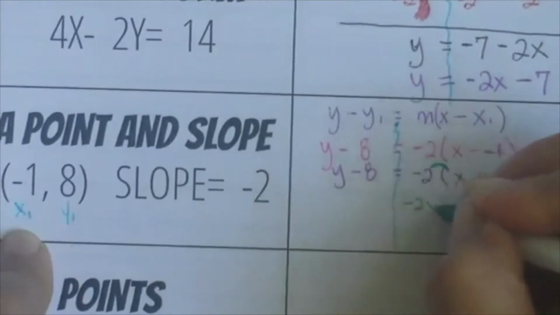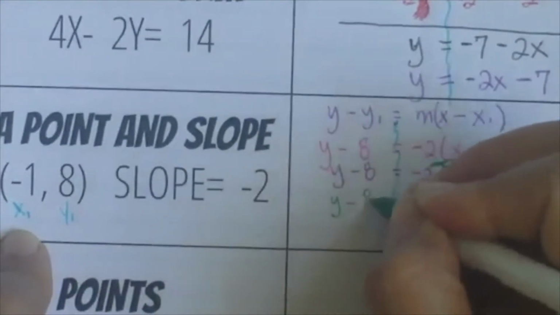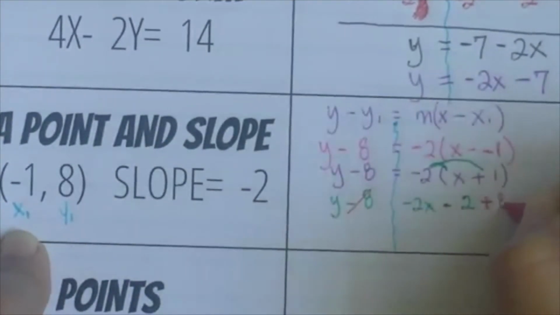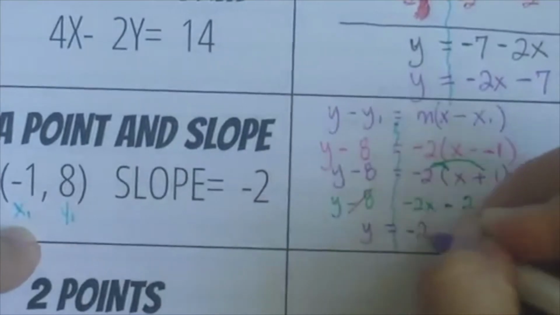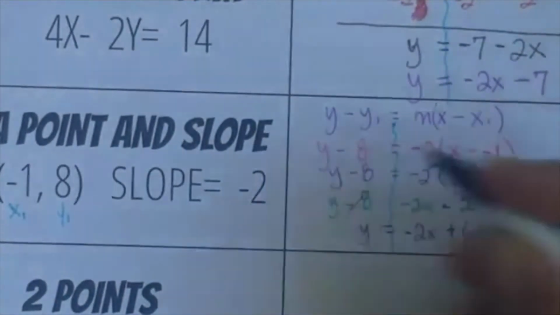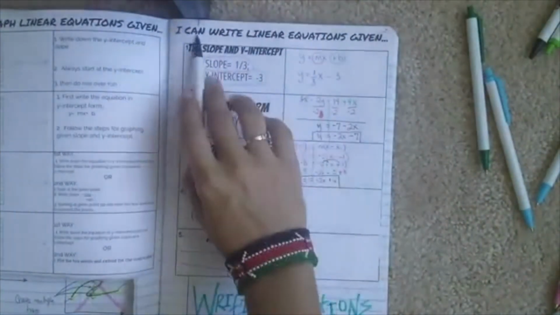Distribute, you're going to get -2x minus 2, and then on the other side, y minus 8. Okay, now what? Take the 8 to the other side, so the -8 becomes positive 8. So you're going to get y equals -2x, -2 plus 8. The result is y equals -2x plus 6. And there we have it. Y equals mx plus b again.